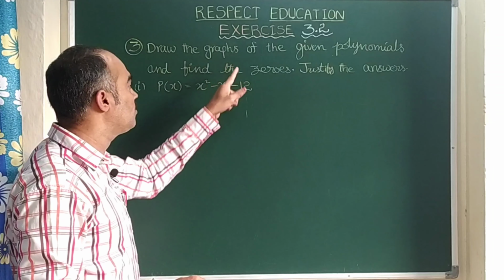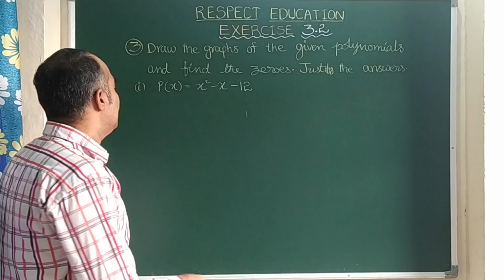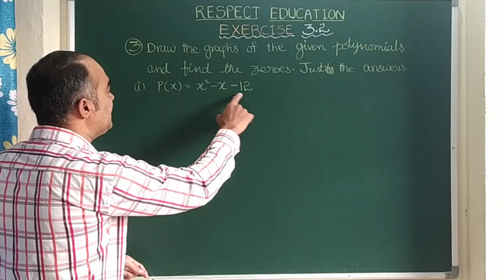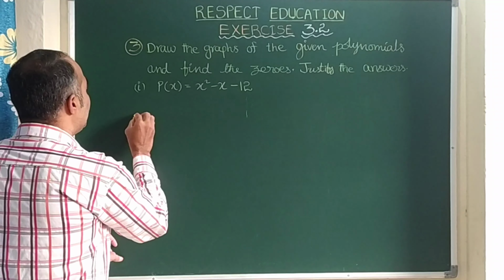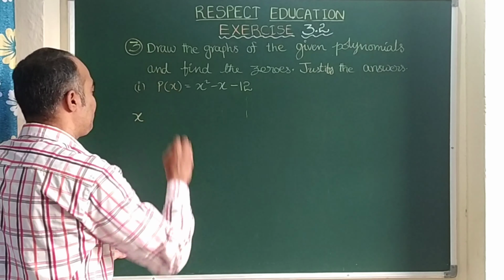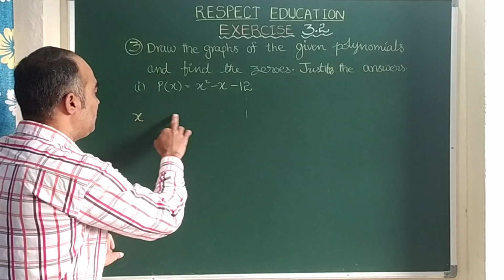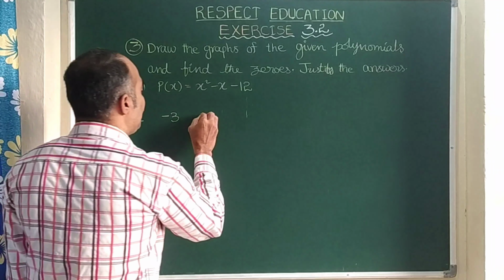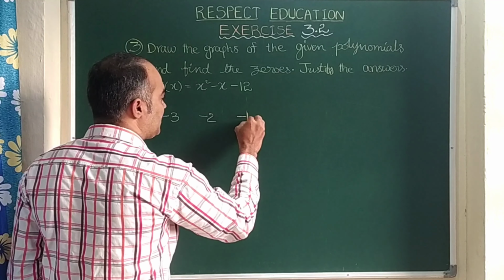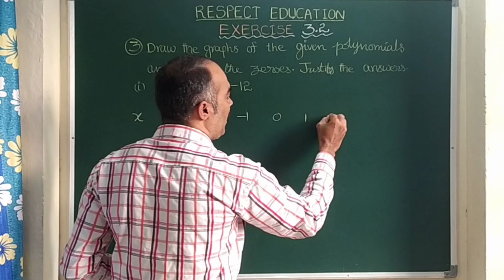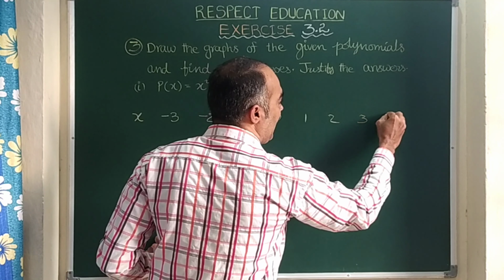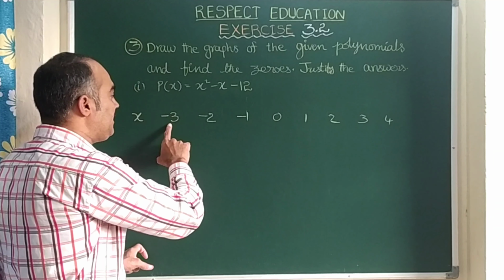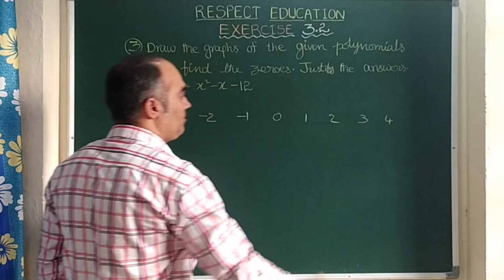First I am going to explain how to draw the graph of the given polynomial. See here, the given polynomial is p of x equal x square minus x minus 12. So this polynomial is in terms of x. So let us start this problem with x itself. First I am taking the values of x. Here I am taking minus 3, minus 2, minus 1, 0, 1, 2, 3 and 4. So I am taking the values from negative 3 to positive 4.